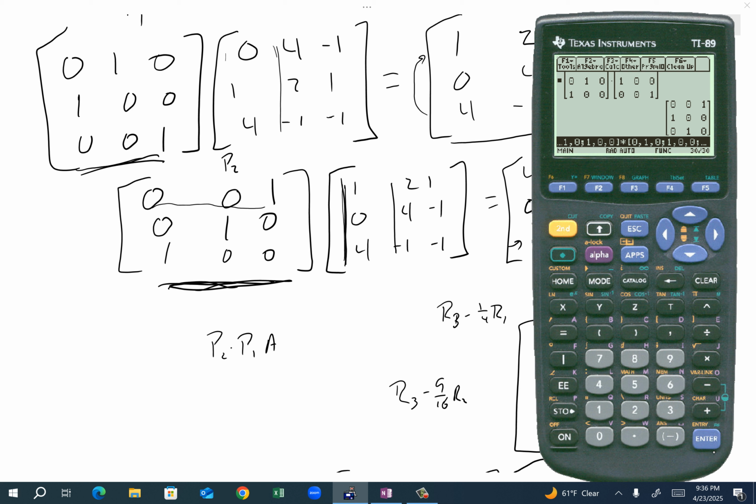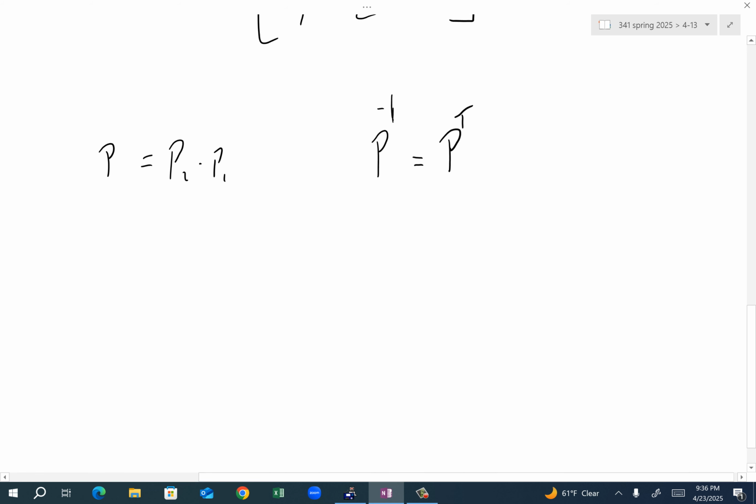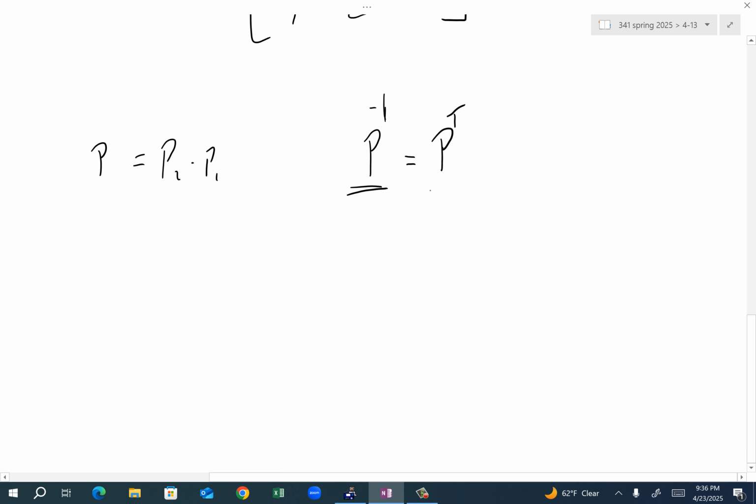That's what I ended up multiplying by. Because what did I do? I put my bottom row in the very top. I put my top row in the middle. I put my middle row on the bottom. That is 100% correct. To get back to A, I need to do the opposite of that. I need to put them back where they came from. So it turns out that the inverse of P is the transpose of P.